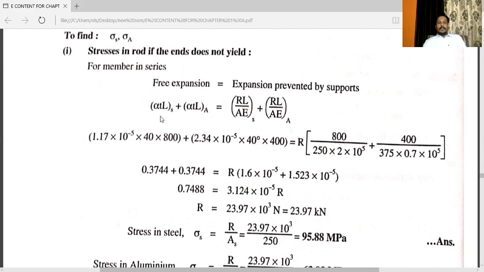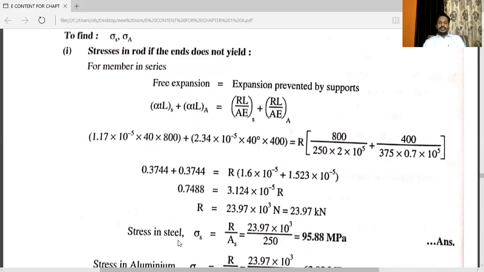We have the value of alpha of steel, we have the value of T, we have the lengths. After putting all the values in this equation, the equation is very simple. There is only one unknown, that is R. So you will get the value of R. After simplifying this equation, you will get the value of R, that is 23.97 kilonewton.